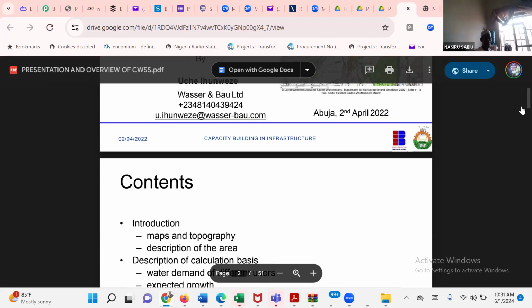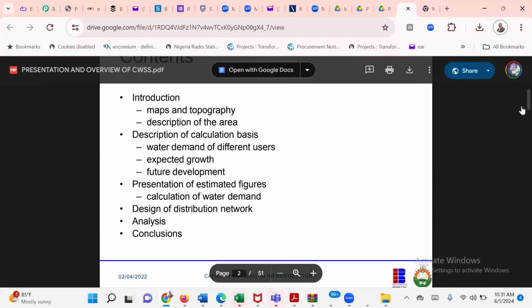Now, if you are asked to design a water reticulation system from the point of a consultant, what do you need, and what is required of you? The first thing you need is a map, a topography. Then number two, under the introduction, you need the description of the area. So the first step in designing a water reticulation system is you need a map with a topo.